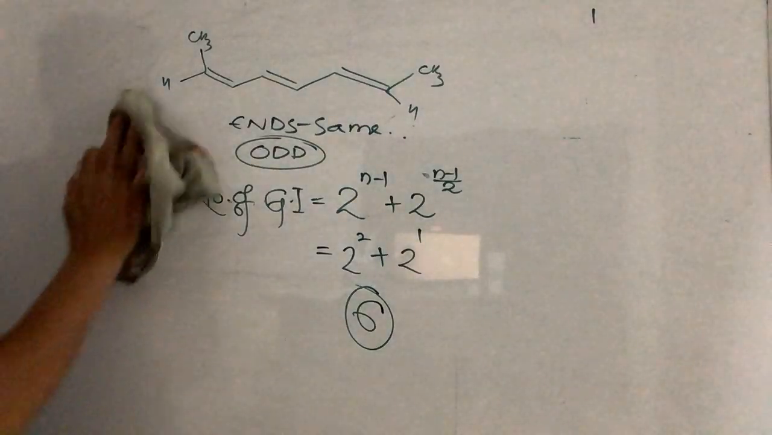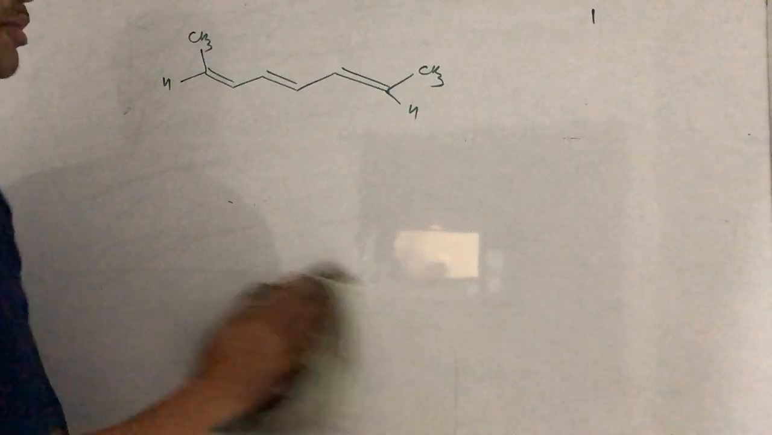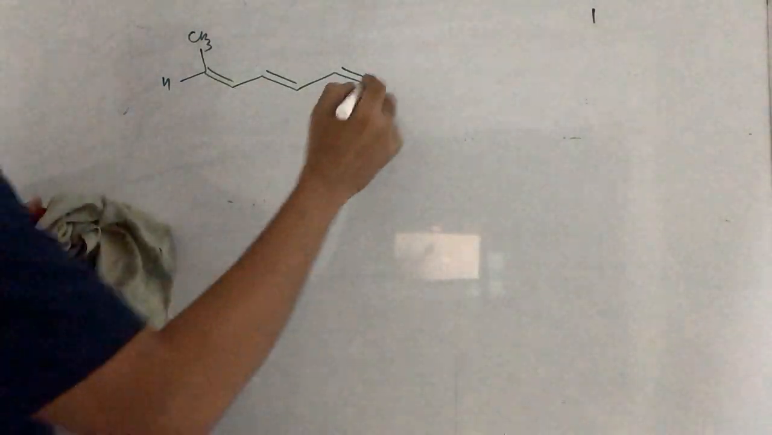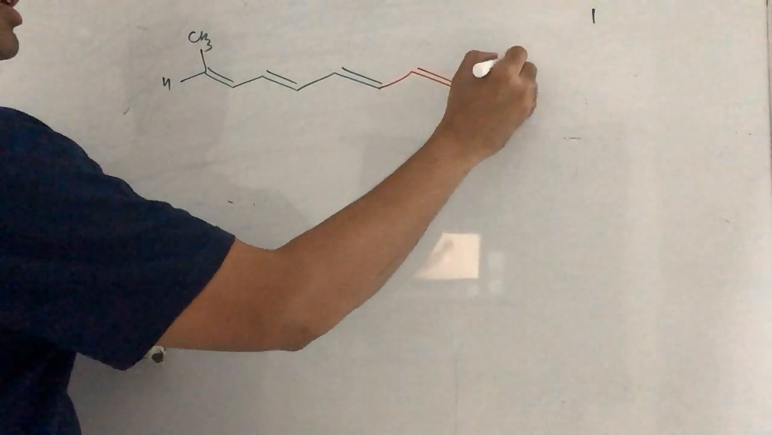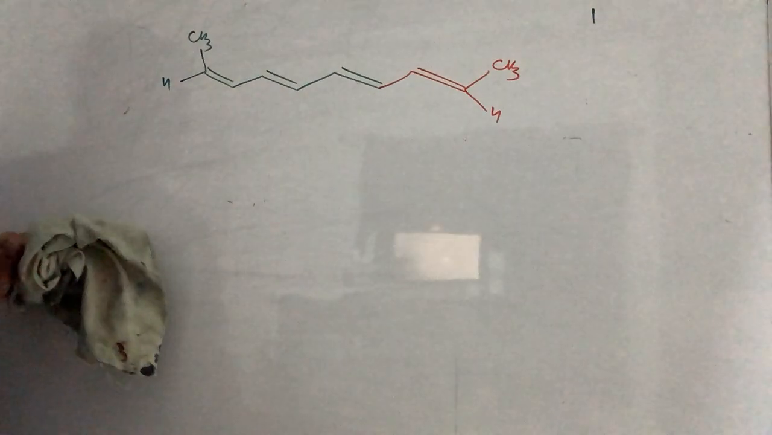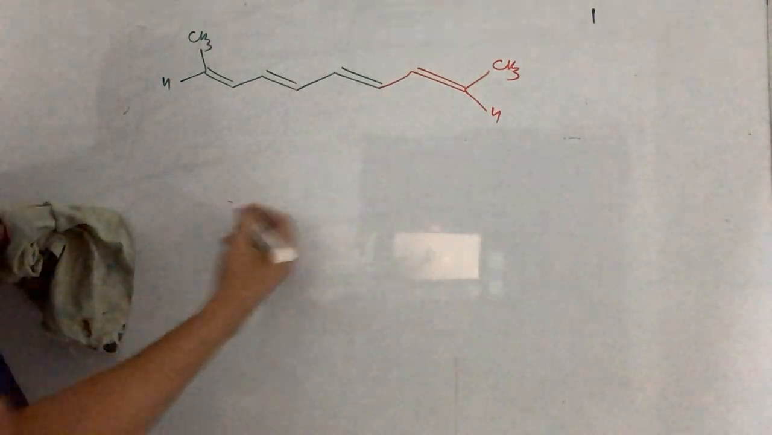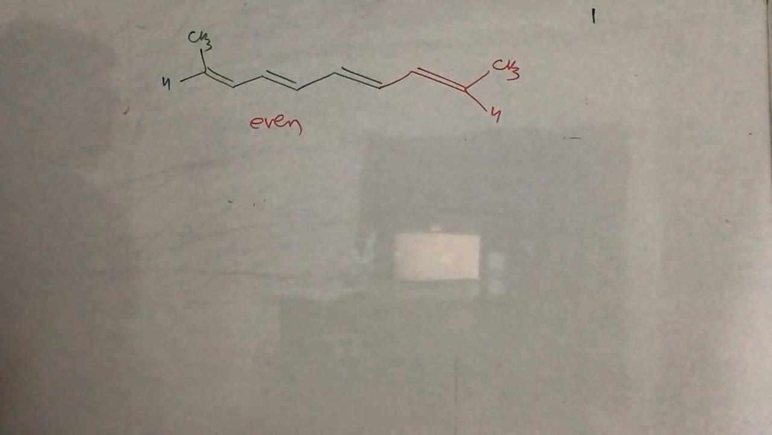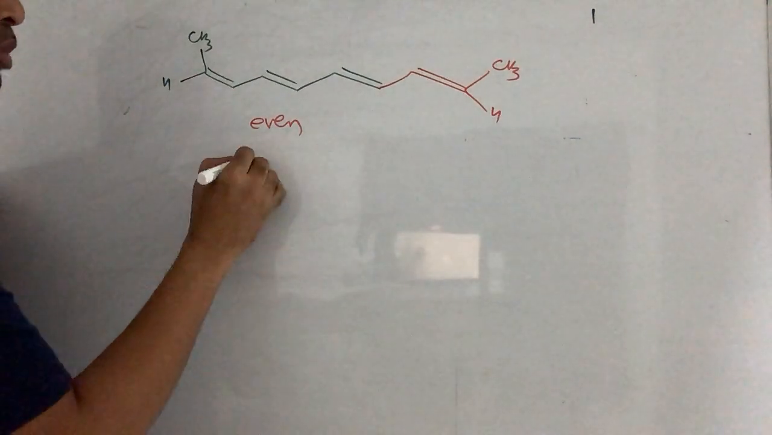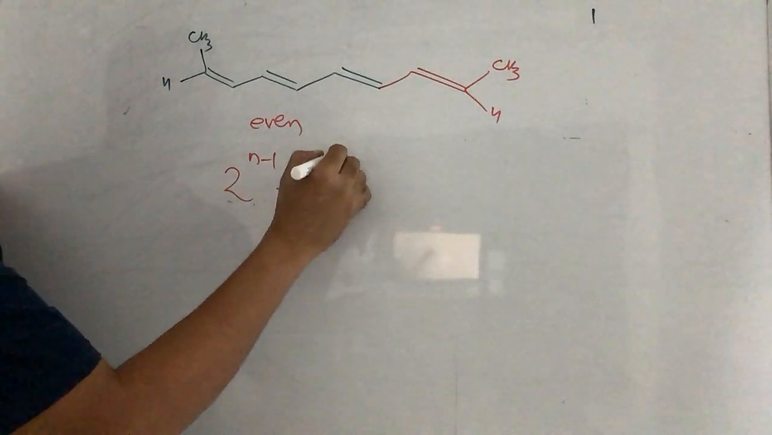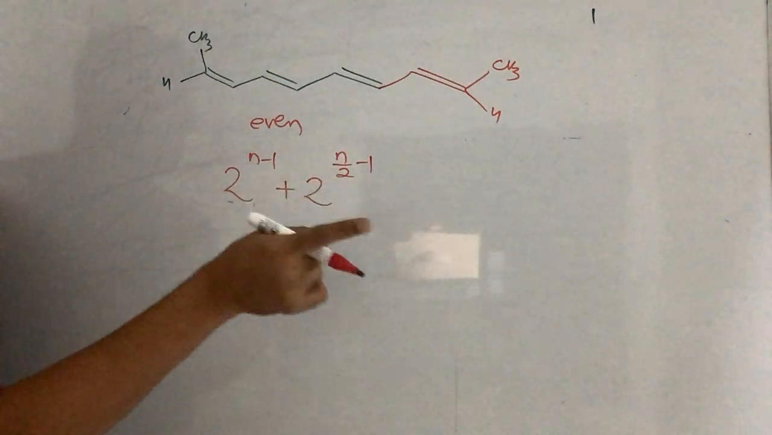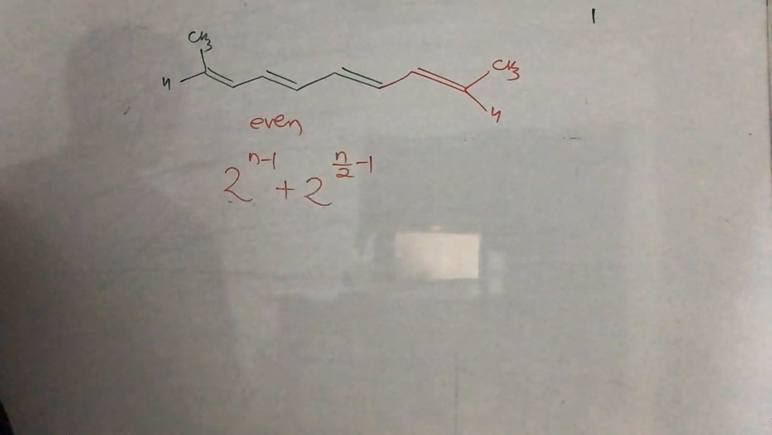Now the same one, I am just making a small change here. You see, ends are going to be same only. Methyl and hydrogen, but now an even number of double bonds are there. When even number of double bonds are there, then 2 to the power of n minus 1 plus 2 to the power of n by 2 minus 1. Small difference. Previously n minus 1 by 2, now n by 2 minus 1.